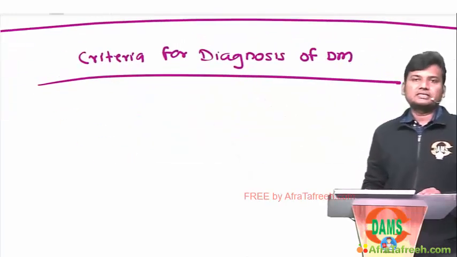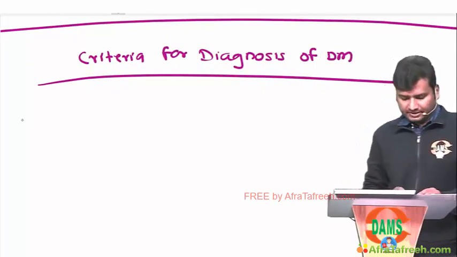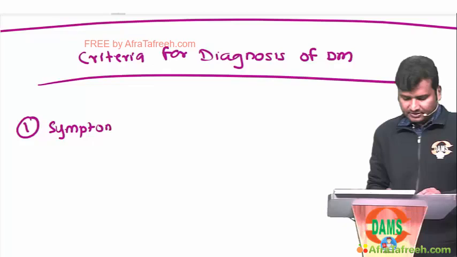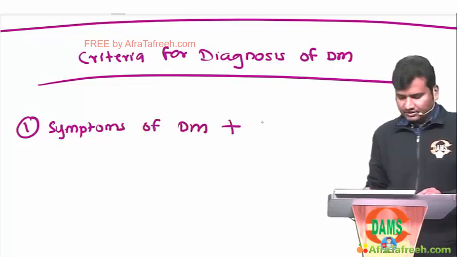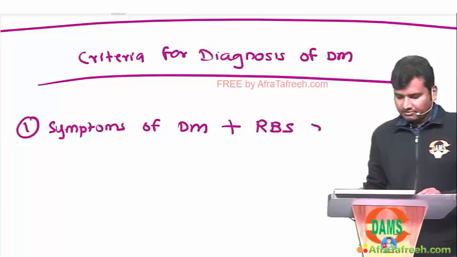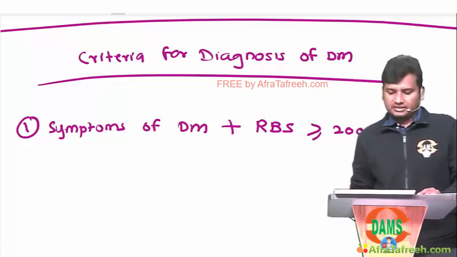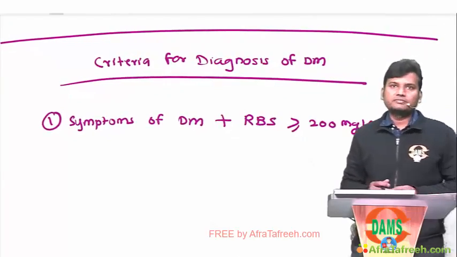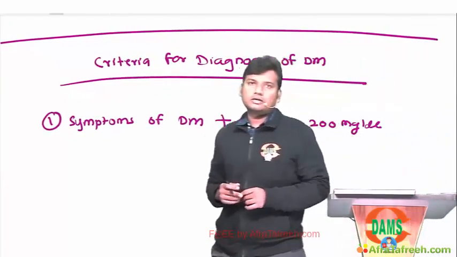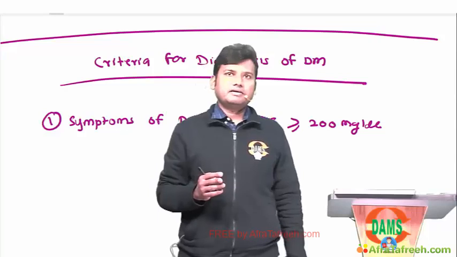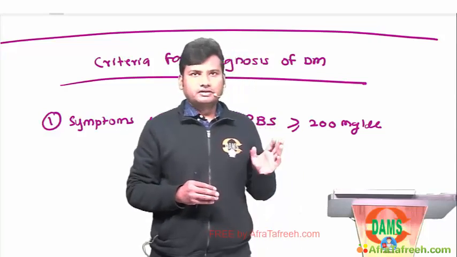If a patient is having symptoms of diabetes and the random blood sugar level is more than 200 milligram per dl, it is a case of diabetes.